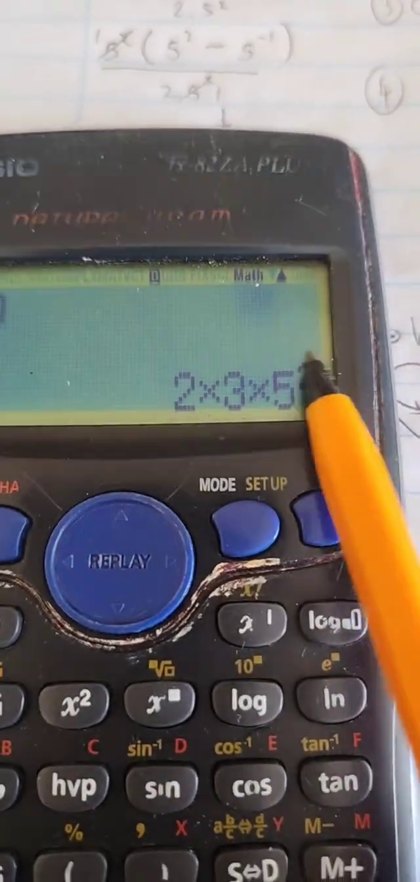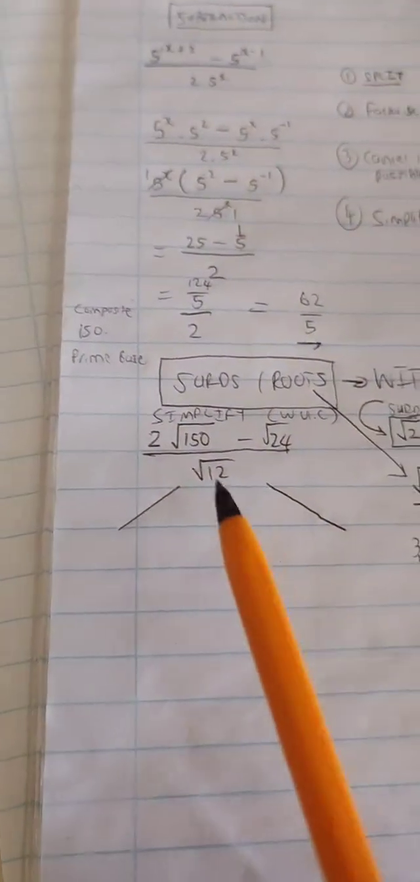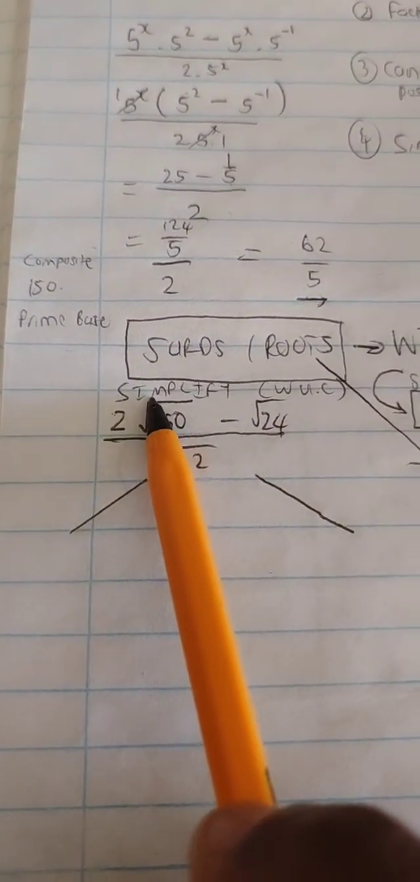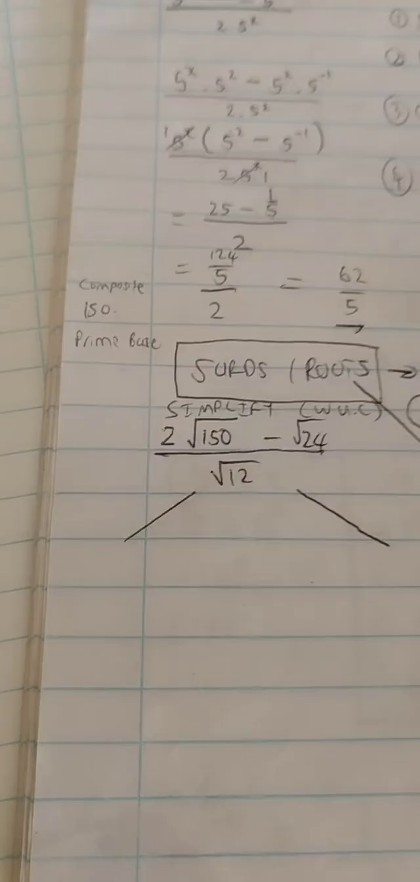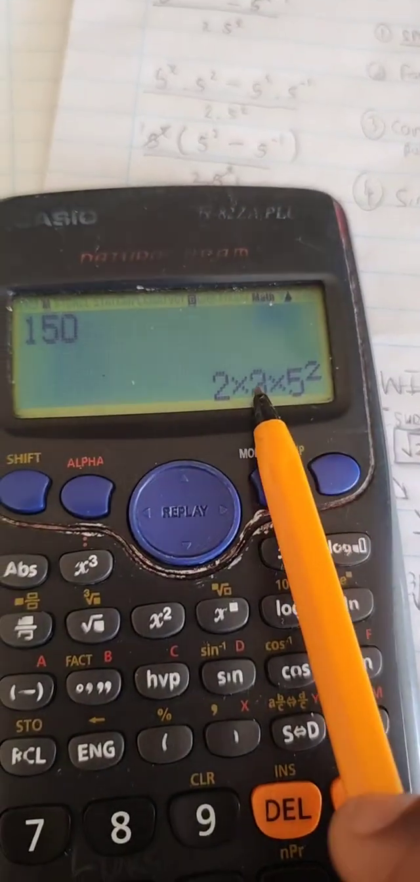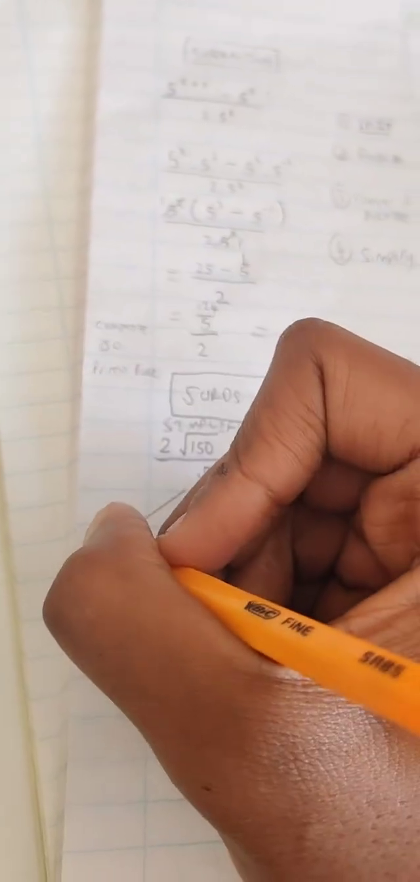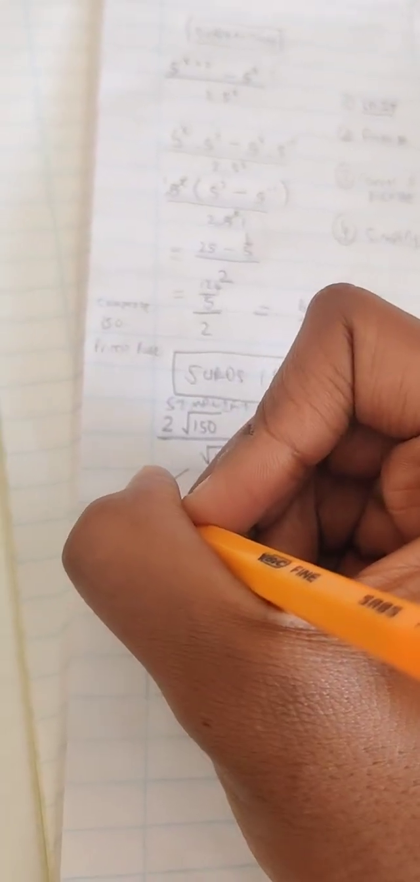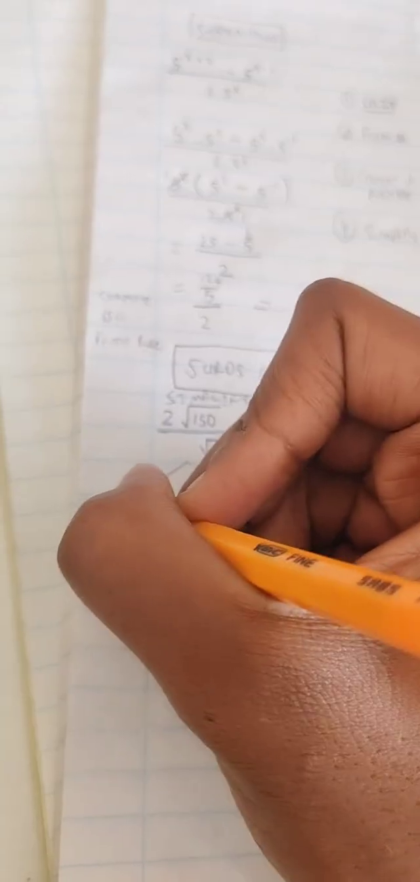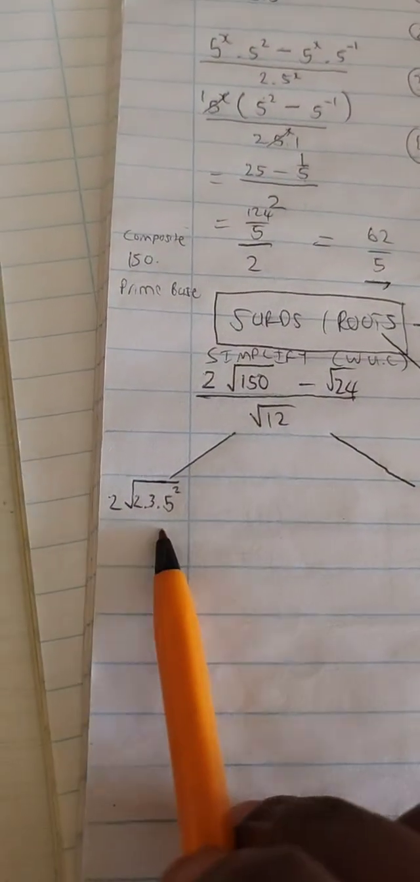5 squared is a perfect square. It fits in very nicely because this is a square root. 5 squared times 2 times 3. So what I'm going to do, 2 into 2 times 3 times 5 squared. Okay, we fine?